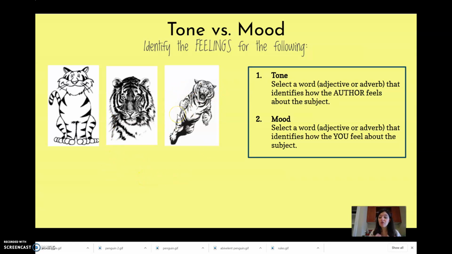And here again, for the third time, we have a very different tone. That's why the drawings are so different. Here, the tone is intense and aggressive. That's how the author feels about his or her subject. And so when I look at it, my mood is then anxious or fearful. And so the tone that they take with the tiger creates a mood in me. And so that's how tone and mood works. So you have connotative and denotative meanings, which create a tone, and then the tone creates some mood.